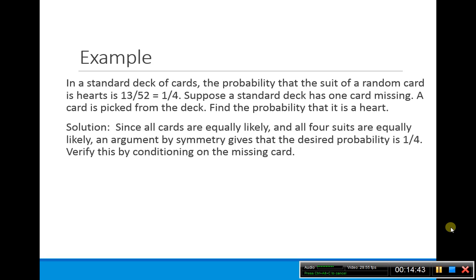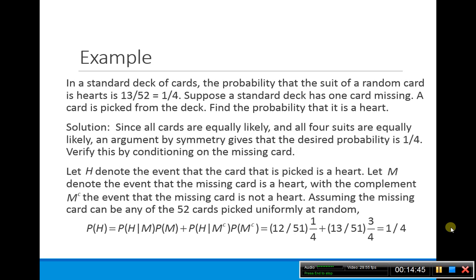Okay, now let's verify this. Let H denote the event that the card picked is a heart. M is the event that the missing card is a heart, and so the complement MC is that the missing card is not a heart. Think about our sample space: we're going to have M union MC. Either the missing card is a heart or the missing card is not a heart. So we have a disjoint union here.